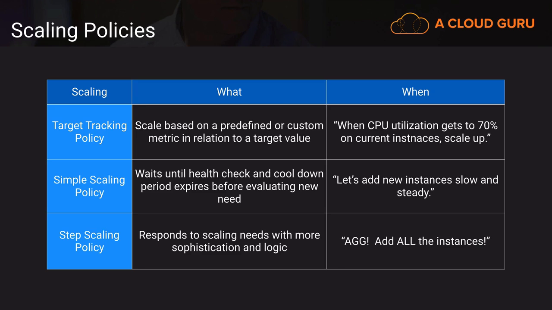So normally a simple scaling policy is going to scale up, and then it's going to wait until the health check grace period and the cooldown period expires before evaluating whether to add another machine. Step scaling, on the other hand, allows us to scale based on different items, not necessarily just being restricted to the health check duration and the cooldown duration. Now, in this example, I'm kind of exaggerating when to use simple versus step. But in essence, simple ignores alarms during launch and cooldown, while step allows you to configure more logic in the scaling, and it isn't governed by a cooldown period.